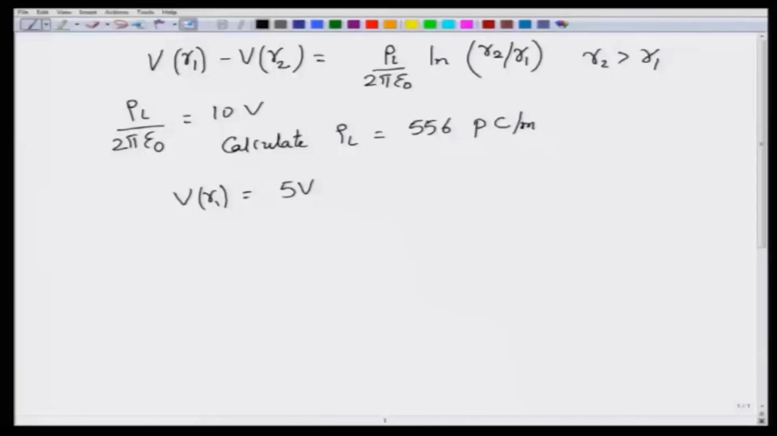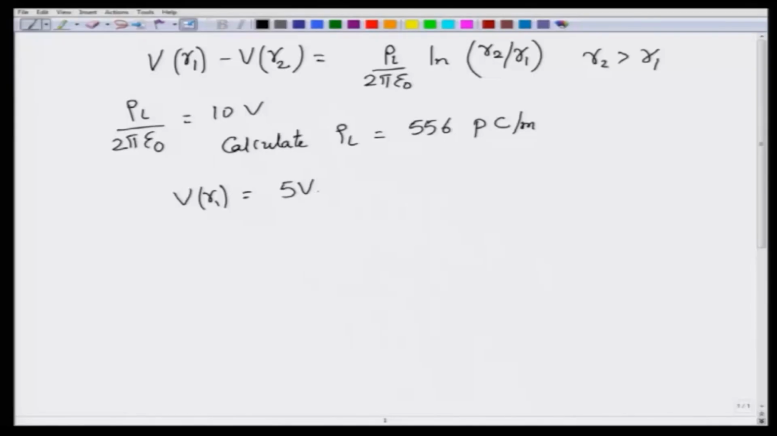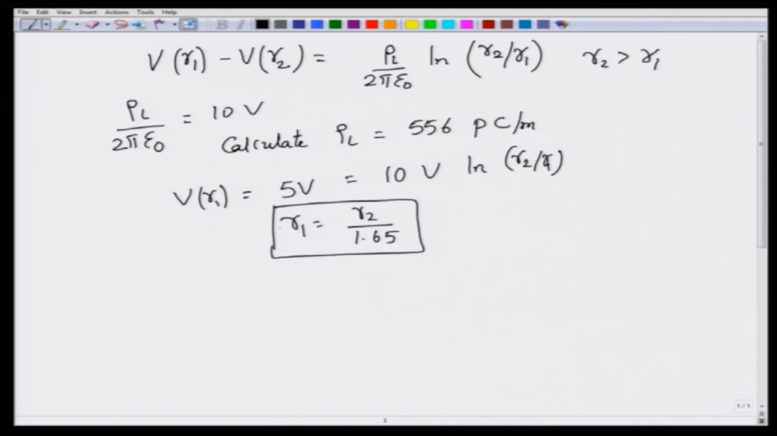Remember that a potential rise will happen only when I move against the electric field. So I have V of R1 equal to 5 volts, I can substitute 10 volts here and then there is a log of R2 by R1. You can solve this expression and you will see that R1 will be equal to R2 by 1.65. So the ratio of R1 and R2 should be such that R1 is equal to R2 by 1.65.